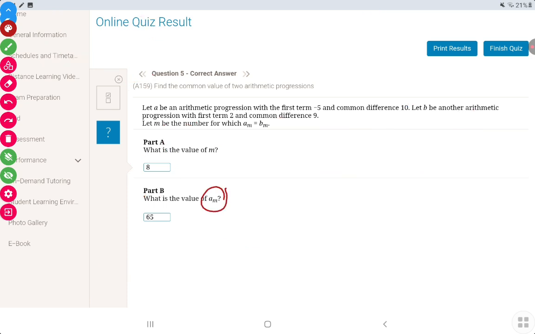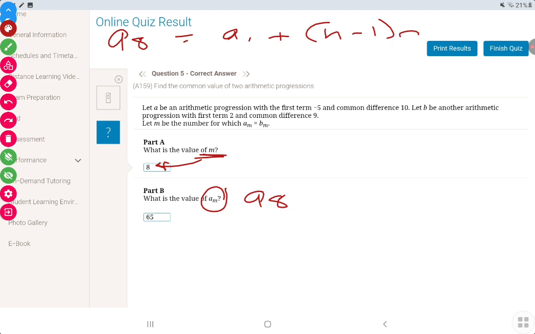Now they want to find am. We saw from part A, m is equal to 8. So what they really want to find is a8, okay? So to find the value of any term except for a1, we just use the equation a1 plus n minus 1 times d.